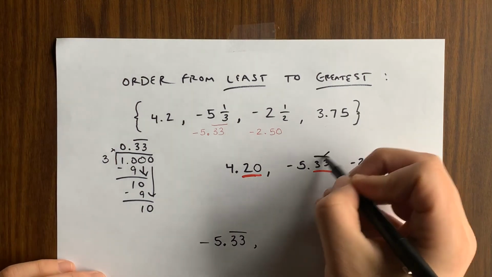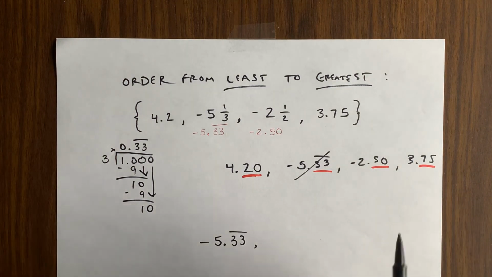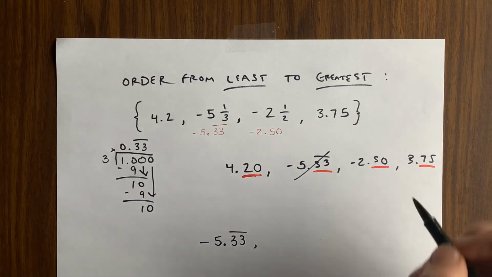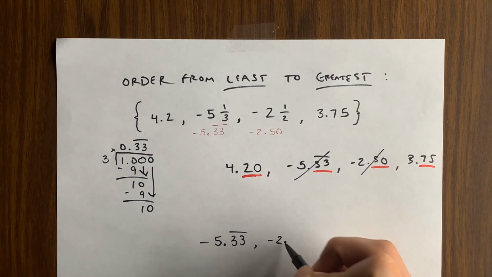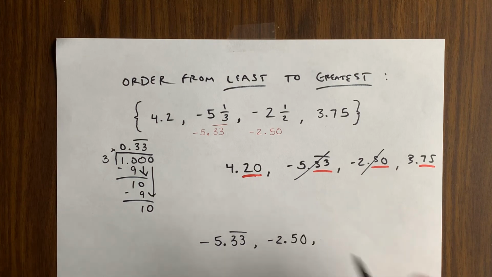So I've already used that. I'm going to go ahead and cross it off. I have -2.5 is going to come next. It's my only other negative number. And then we just get into comparing positive numbers, which is pretty easy.